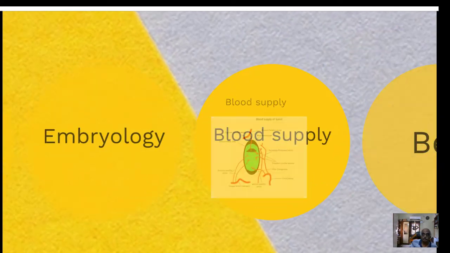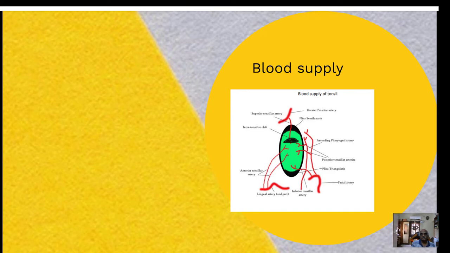Now let us come to the blood supply of the tonsil. The tonsil is a highly vascular organ. It receives blood supply from the tonsillar branch of the facial artery, the tonsillar branch of the lingual artery, the tonsillar branch of the ascending pharyngeal artery, and the tonsillar branch from the greater palatine artery. So it's a highly vascular structure.